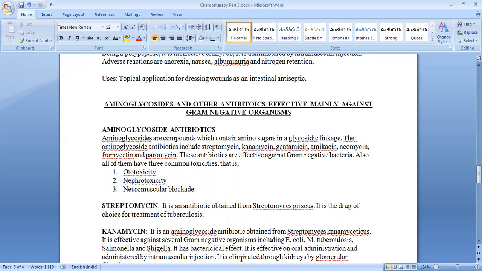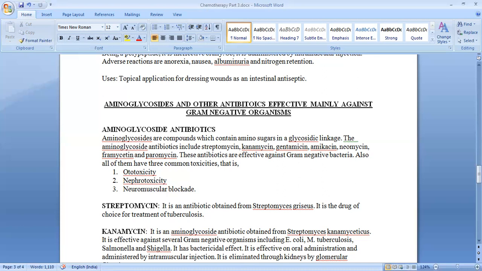But although they are effective against the gram-negative bacteria, they have some toxic effects. All these antibiotics have the same toxic effects. They can cause ototoxicity, which is a toxic effect, adverse reactions on the ear. Then they have nephrotoxicity; they will cause some kind of kidney damage. And thirdly, they can cause neuromuscular blockade. That means they will not allow the transmission of nerve impulse across the skeletal muscle; the neuromuscular junction will not function properly. So there will be some amount of difficulty in muscle movement.